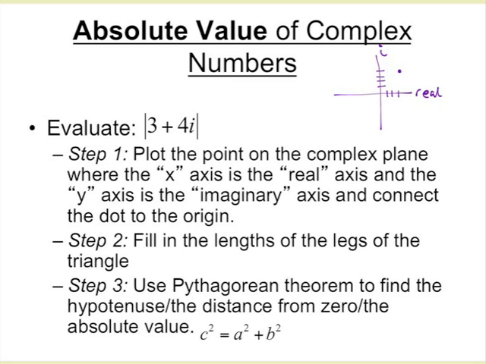To find an absolute value, what we're going to do is connect that dot to the origin and close it off with the x-axis to make a triangle, which happens to be a right triangle. Then we're going to fill in the lengths of the sides. So on the real axis, we had gone over 3. On the imaginary axis, we had gone up 4.